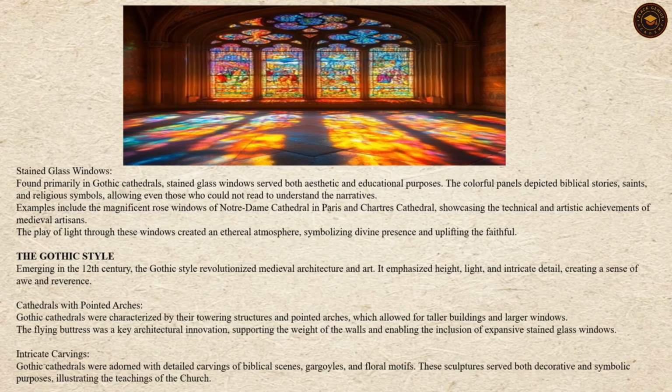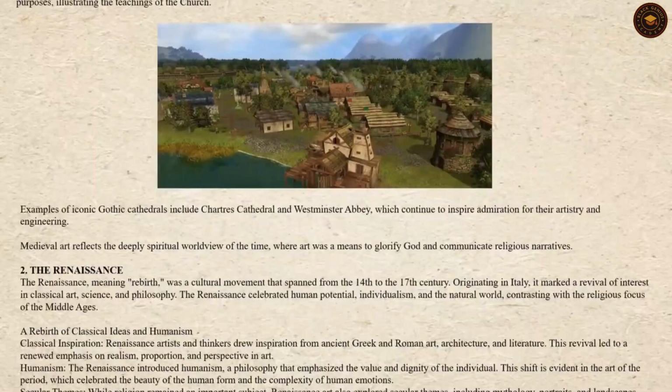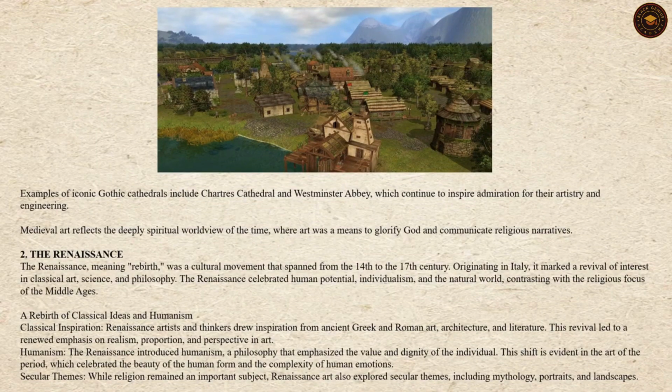Intricate carvings. Gothic cathedrals were adorned with detailed carvings of biblical scenes, gargoyles, and floral motifs. These sculptures served both decorative and symbolic purposes, illustrating the teachings of the church. Examples of iconic Gothic cathedrals include Chartres Cathedral and Westminster Abbey, which continue to inspire admiration for their artistry and engineering. Medieval art reflects the deeply spiritual worldview of the time, where art was a means to glorify God and communicate religious narratives.